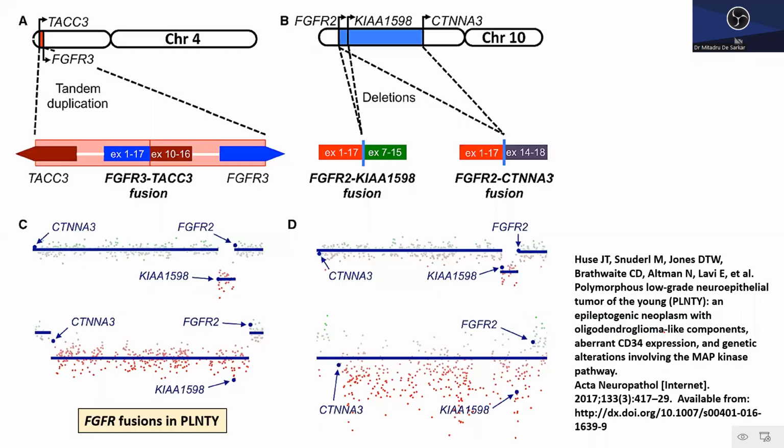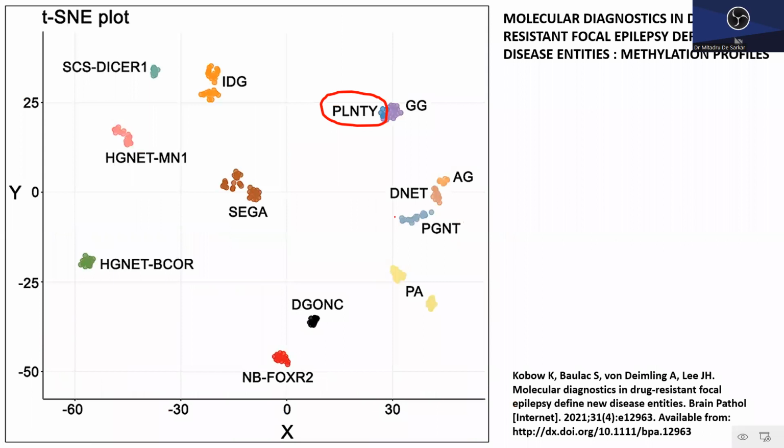And this particular family is associated with FGFR, that is fibroblast growth factor receptor gene fusion with multiple other genes like TSC2, KIAA1598, or CTNNA3. And if you do a DNA methylation profiling, you will see that this particular group of tumors segregates into its own category and clusters next to ganglioglioma, which, however, is morphologically different from that of PLNTY and can be easily segregated histologically from this particular tumor.